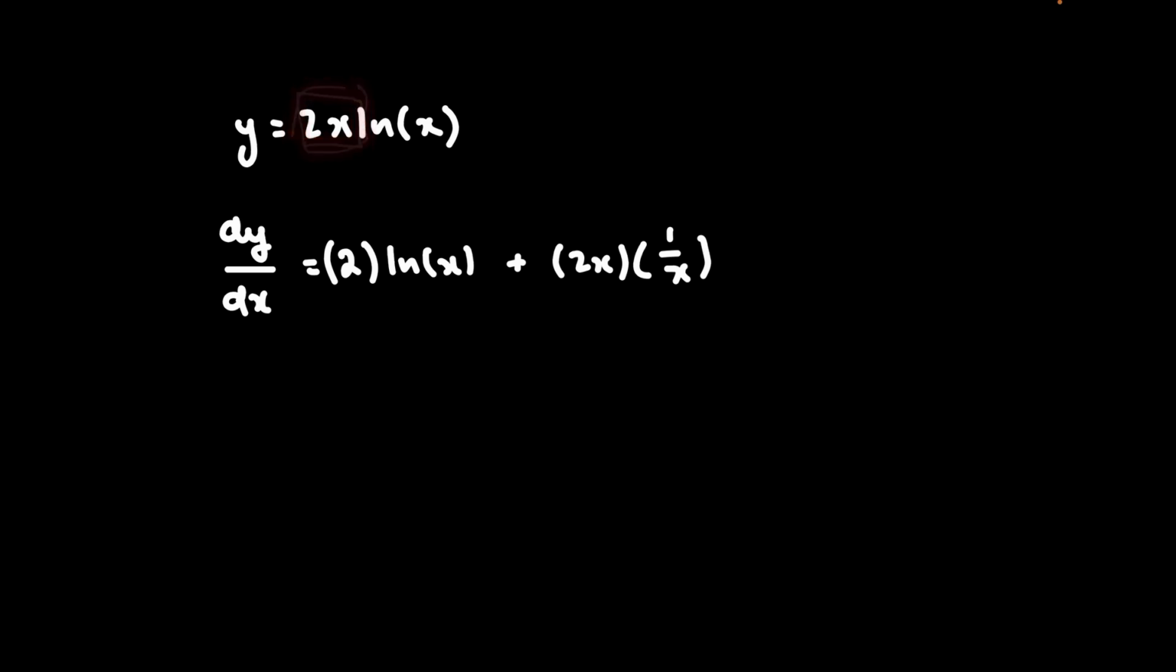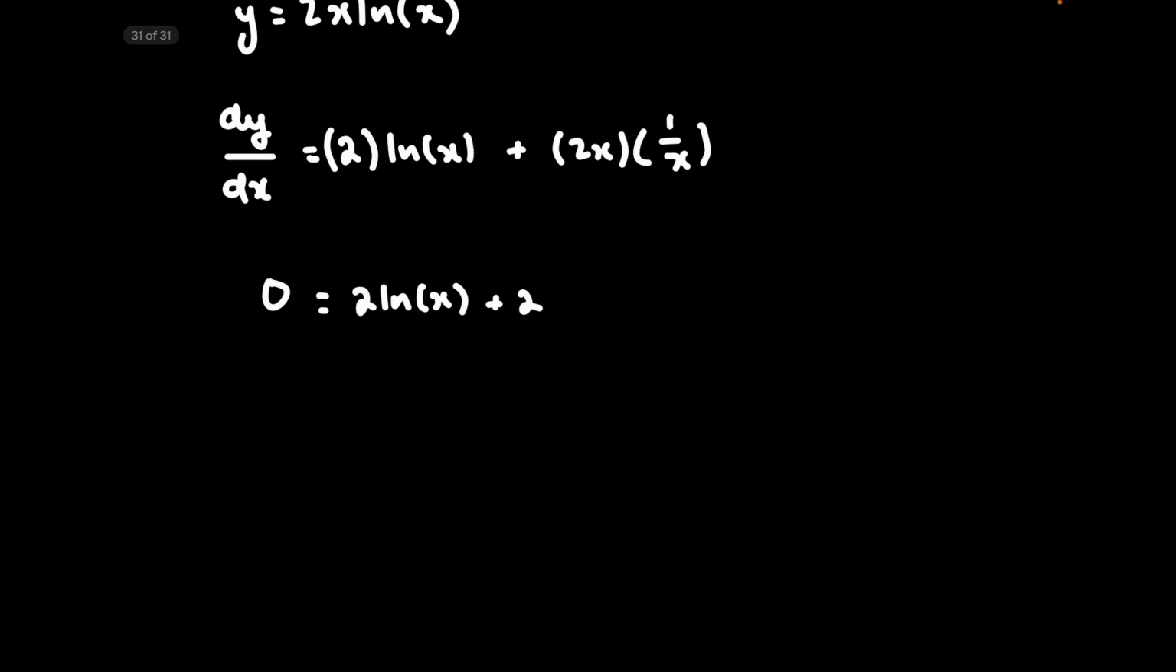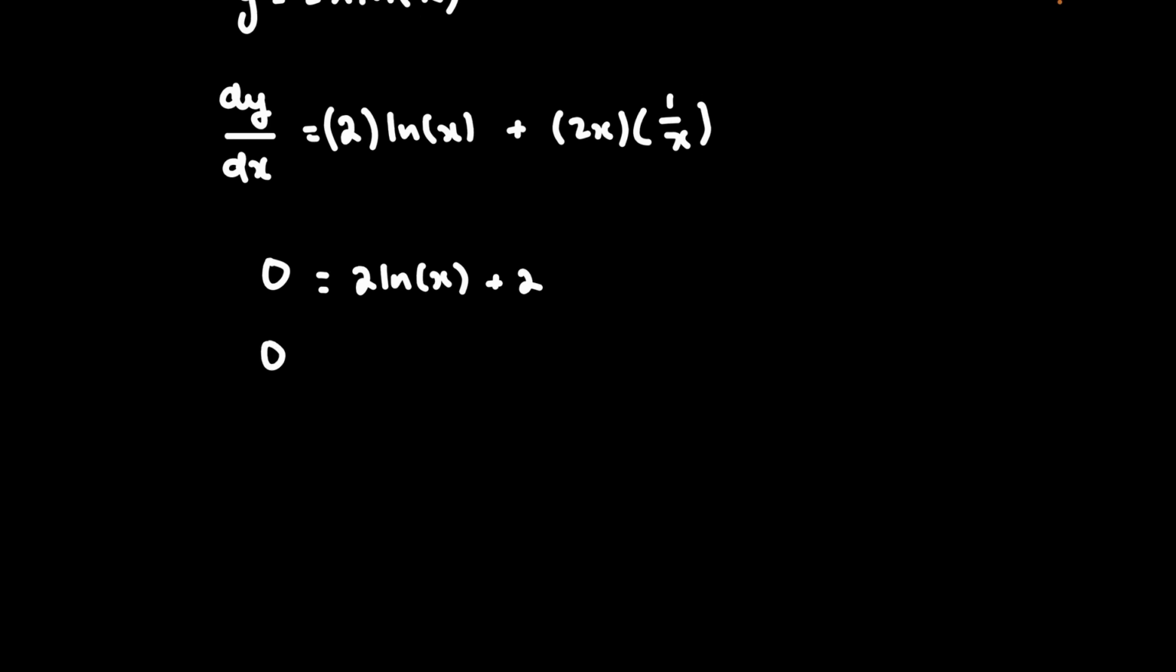The first one was 2x, and the second one was ln x. So now in differentiating, we can say that this is equal to dy on dx. We want the derivative to equal 0. That's equal to 2 ln x plus 2. Now to solve this, divide both sides by 2. So 0 equals ln x plus 1.